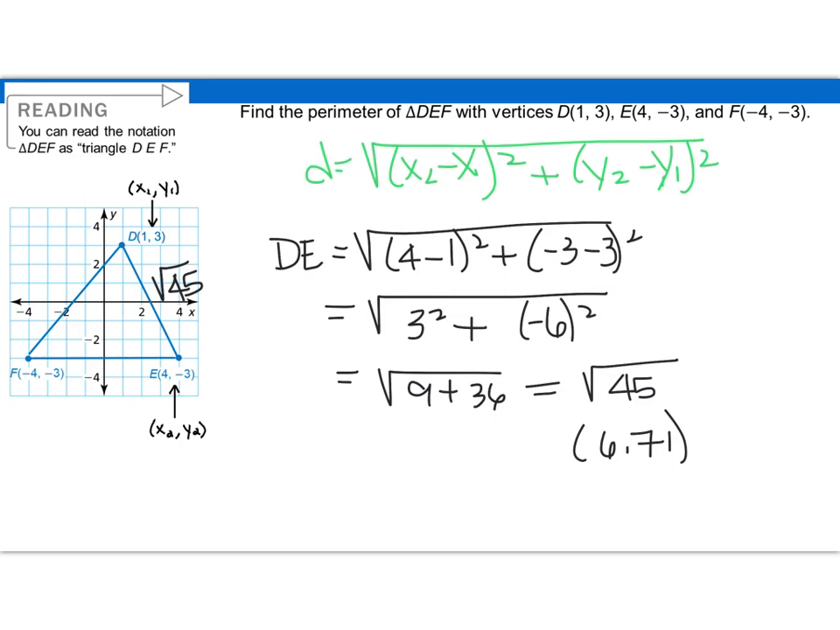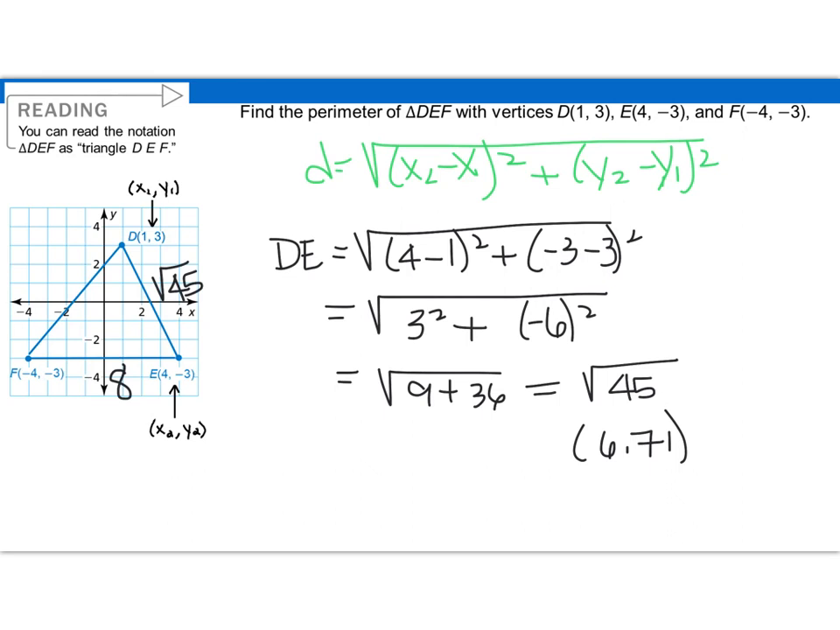And then we're going to have to go and find the side length of another side. So I'm going to go ahead and look at FE, because FE is a nice horizontal line, and I can see that that is 8 units long as we're going from -4 to +4. So this here is going to be 8.